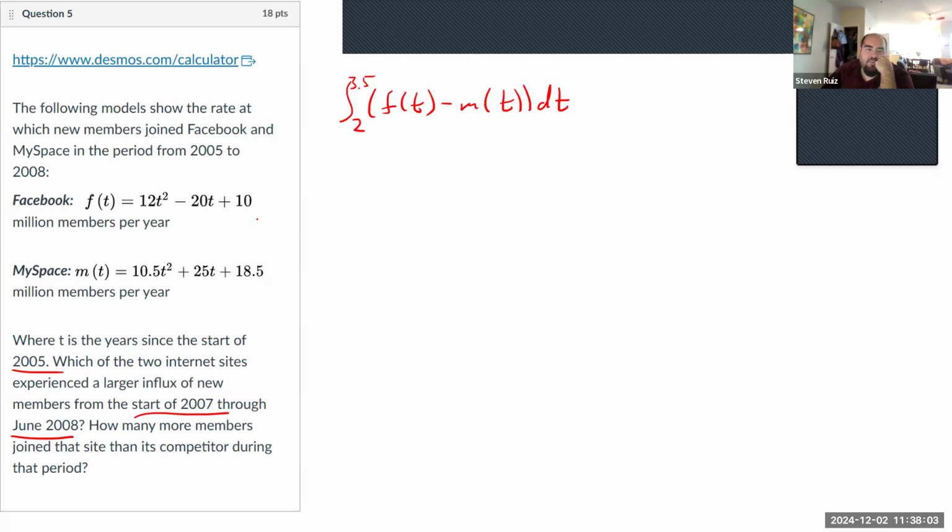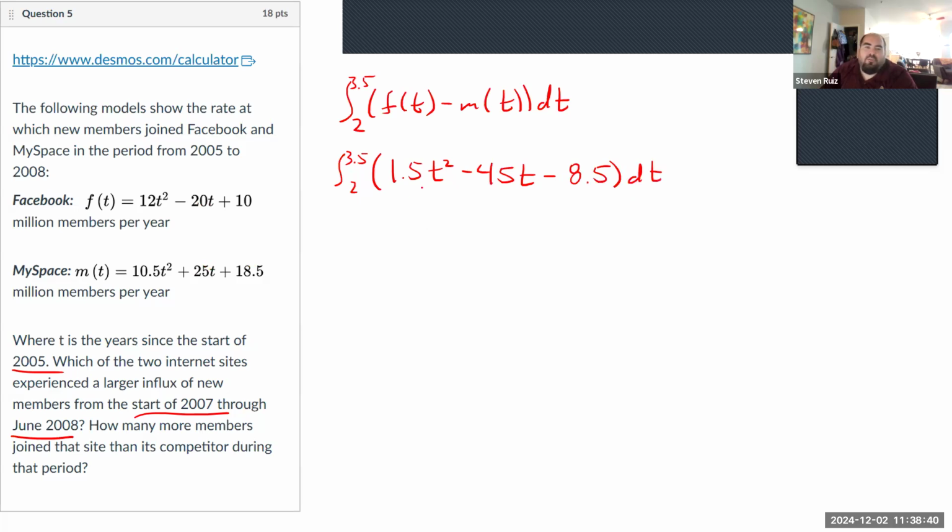Okay, so now, before I actually do the integral, I'm going to do some simplifying here. These are both quadratics. I can just make this subtraction. I'm going to go ahead and do it on the fly. So the integral from 2 to 3.5 of, if I subtract the squared terms, 12 minus 10.5 is going to be 1.5t squared. Negative 20t minus 25t is minus 45t. And 10 minus 18.5 is minus 8.5. So this is the function I am going to integrate.